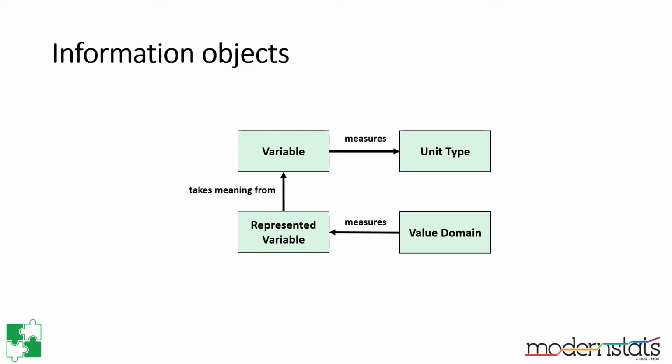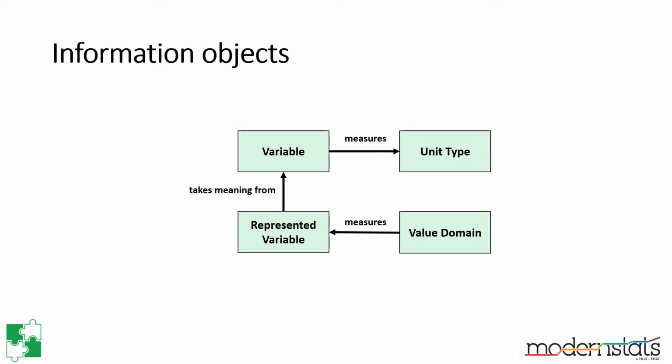This picture describes the variable and the information connected to it in the concept group. The variable measures a unit type. Examples of variables could be the height of a person, the age of a person, color of vehicles, and they measure or say something about a unit type. A unit type could be the person, vehicles, households, horses, or anything that you want to measure. That's the unit type.